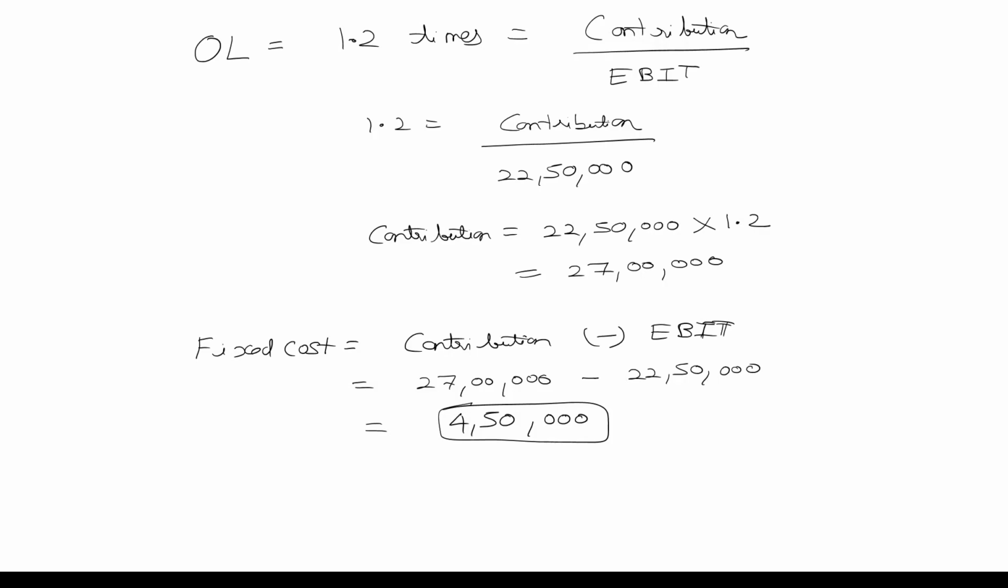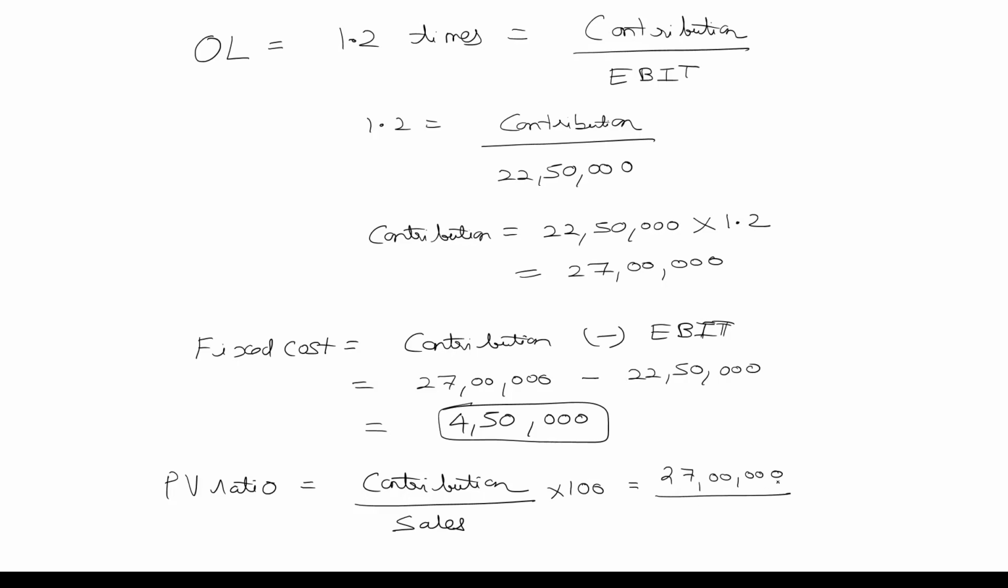The third part of the question is PV ratio. PV ratio is defined as contribution by sales. This is generally expressed as a percentage, so we multiply this into 100. So here contribution is 27 lakhs. The sales is given as 100 lakhs. So multiplied with 100, I get 27%.